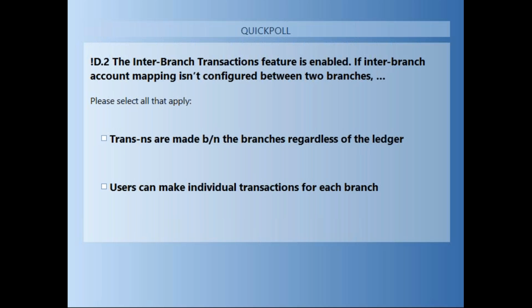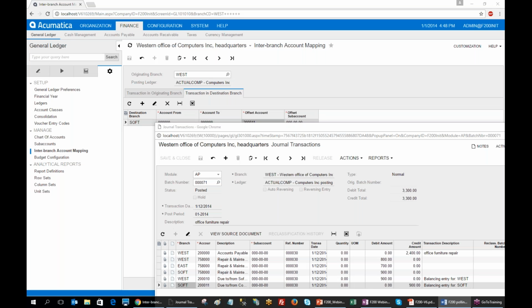User can make transactions between branches regardless of the ledgers they post to. Users can make individual transactions for each branch. So let's see what the answers are over here. There are multiple answers here. If there are multiple correct answers, you need to select multiple correct answers. Okay, I'll be closing the poll in another 10 seconds. Okay, I'm going to close this poll.